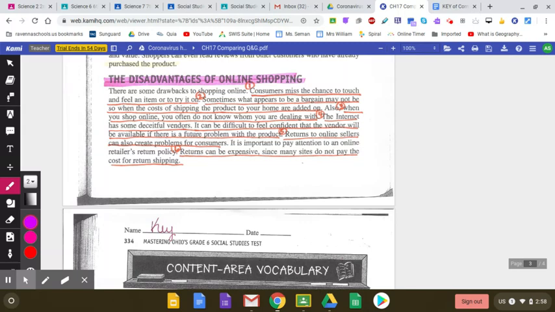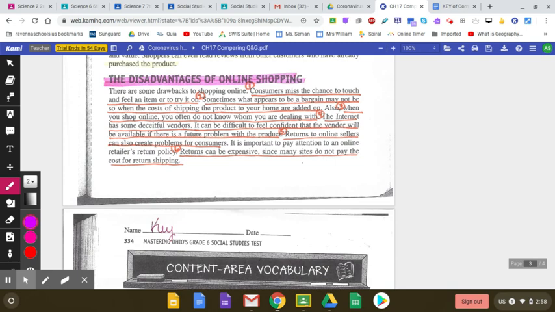Also, when you shop online, you often do not know who you are dealing with. The internet has some deceitful vendors. It can be difficult to feel confident that the vendor will be available if there is a future problem with the product.